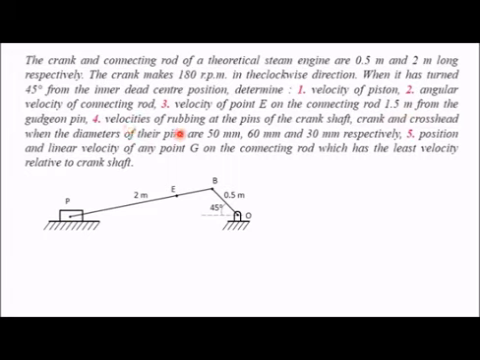Now, the velocities of rubbing at the pins, that means at this pin and this pin, we have to determine. Last one is the position and linear velocity of any point G on the connecting rod which has the least velocity. Now we have to determine a point G on this PB such that the absolute velocity of that point is minimum.